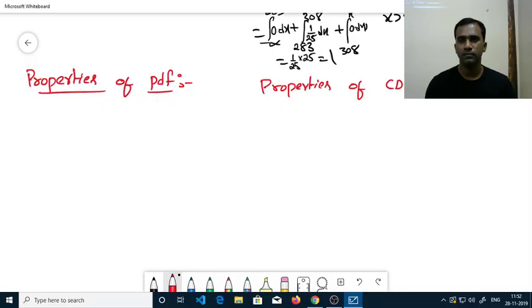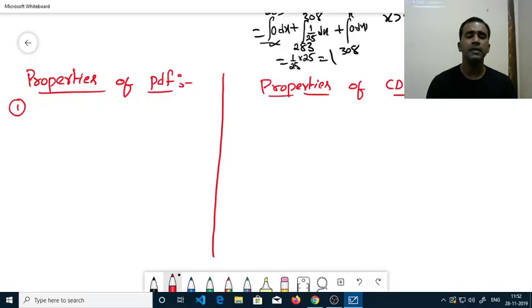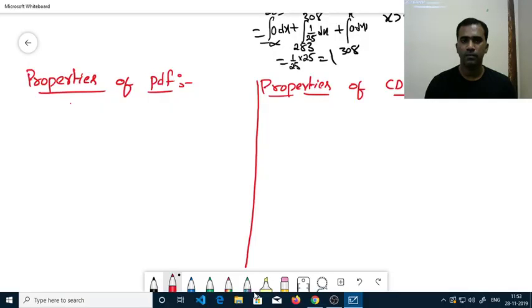Let us write the properties of PDF and properties of CDF. First property. What is the first property? The probability ranges of PDF. So we have to write in two different sections. I'm going to divide the PDF properties into two parts. For discrete I'll write separately, and for continuous function I'll write it separately.